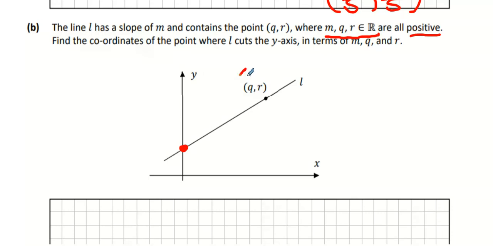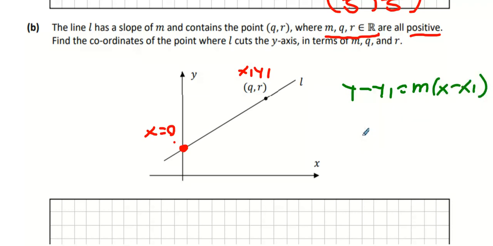Okay, I'm going to find the equation of the line first. So what you usually do is you have the equation of the line, and where it hits the y-axis, the x value is 0. The x value is always 0 anywhere along the y-axis. So I'm going to go to page 18. I'm going to take out the equation of the line formula, like so.